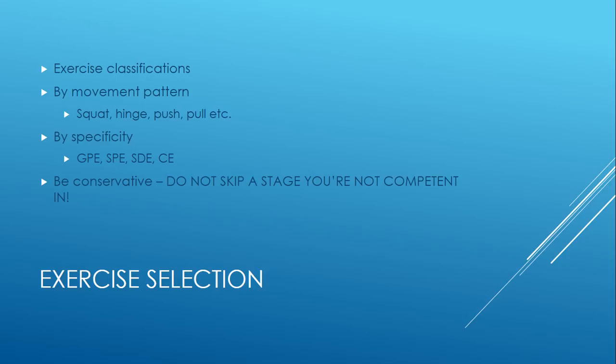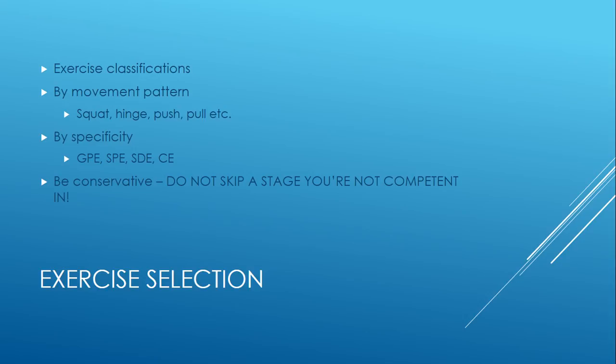Then we've also got by specificity to the sport itself. So we've got all these abbreviations here. I'll run through them for you now. So GPE is general preparation exercises. All of this stuff again comes back to Bondarchuk. Specific preparation exercises, specific developmental exercises, and CE is the competition exercise itself.